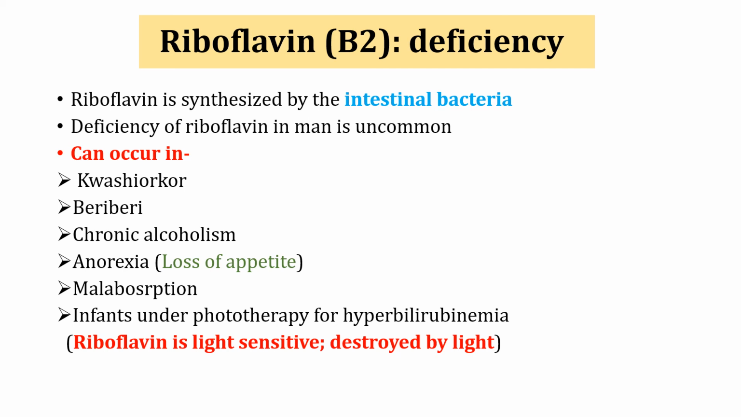And it can occur in infants who are under phototherapy for hyperbilirubinemia. As we know that riboflavin is a light sensitive vitamin, it is destroyed by light. So during phototherapy, riboflavin is destroyed, which can cause riboflavin deficiency.